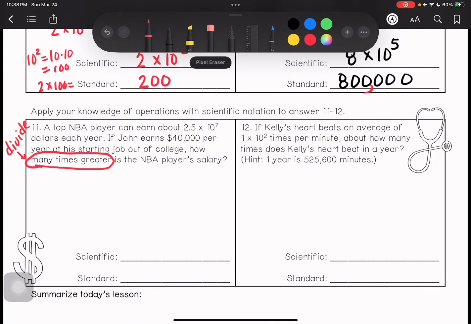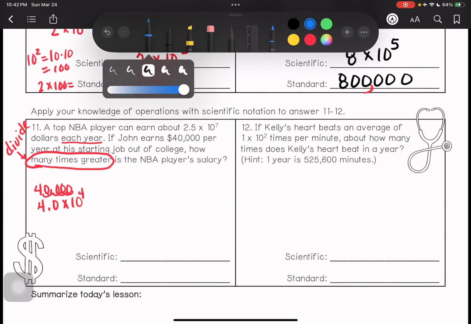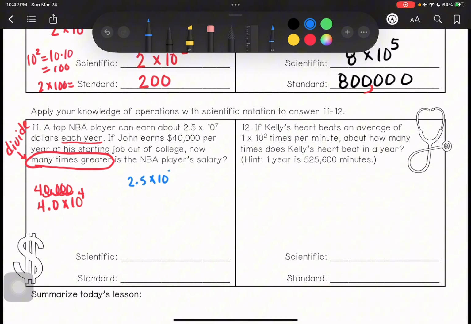And they also say that they're earning dollars each year. So this each year is also an indicator of how we need to solve this. Okay. So first thing we're going to do is put 40,000 in scientific notation. So that's 4.0 times 10 to the 1, 2, 3, fourth power. All right, we have 2 and 5/10 times 10 to the 7 power divided by 4 times 10 to the 4th power.